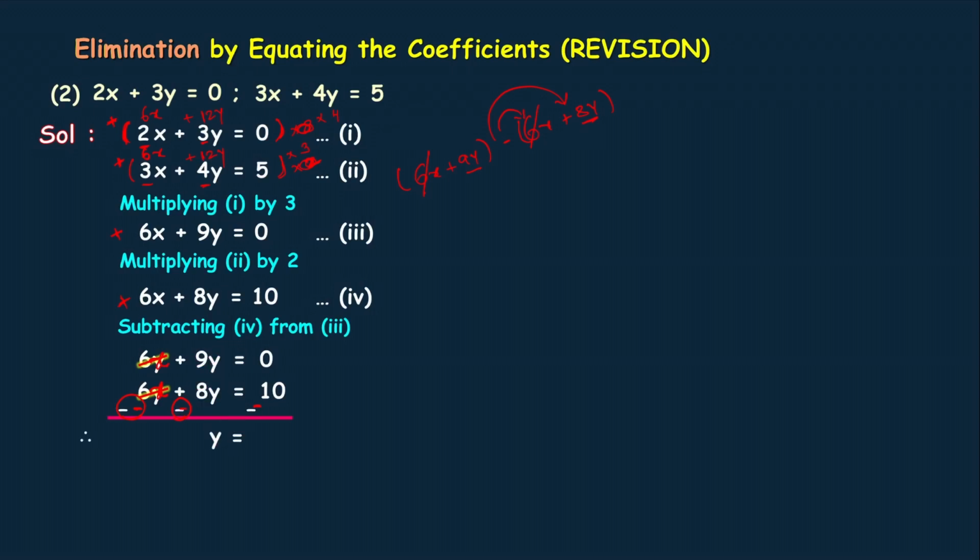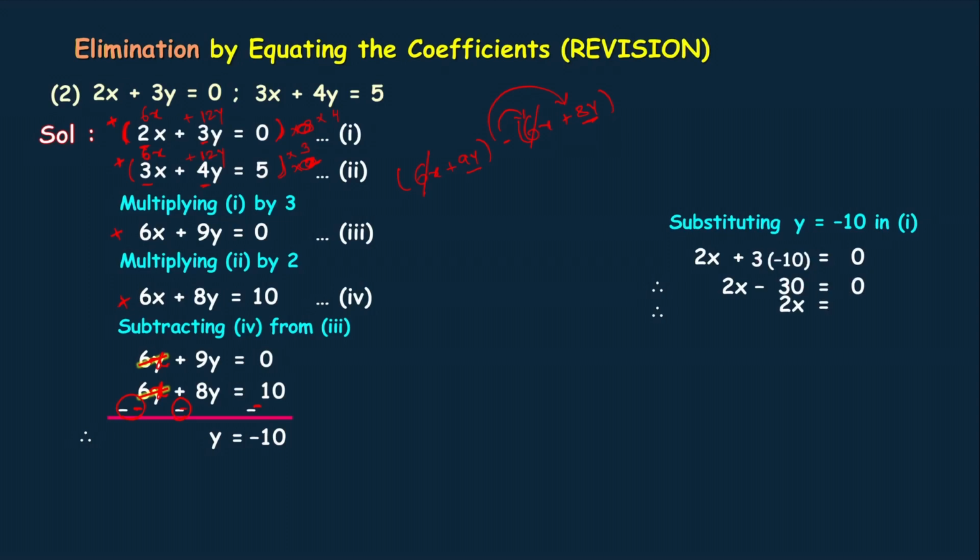And the RHS will also be subtracted like this, 0 minus 10. 0 minus 10 is nothing but minus 10. So you get y as minus 10. Now put y as minus 10 in any one of the two equations. I'll put it in 1. So 2x plus 3y is equal to 0. Put y equal to minus 10. So this becomes 2x minus 30 is equal to 0. So 2x is equal to 30. So x becomes equal to 15. And that's how easily I can solve this.